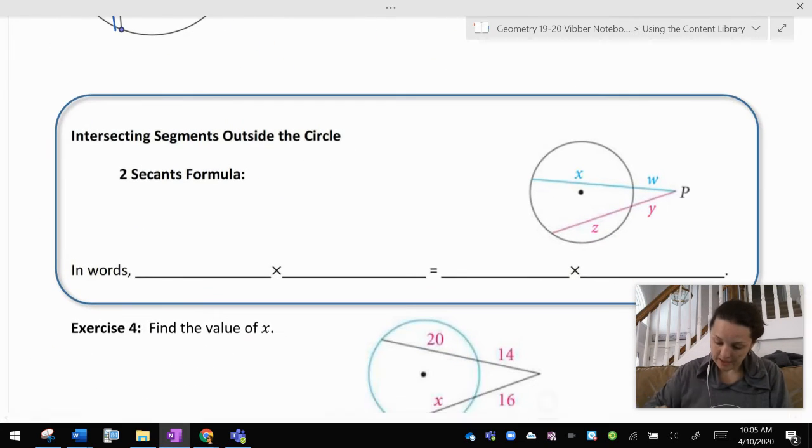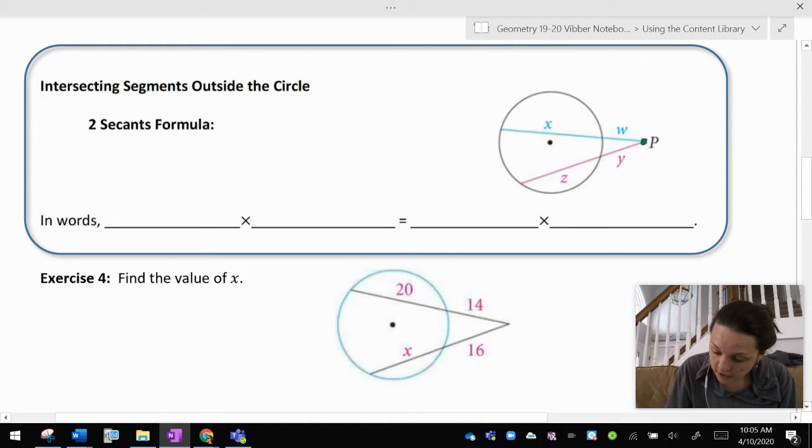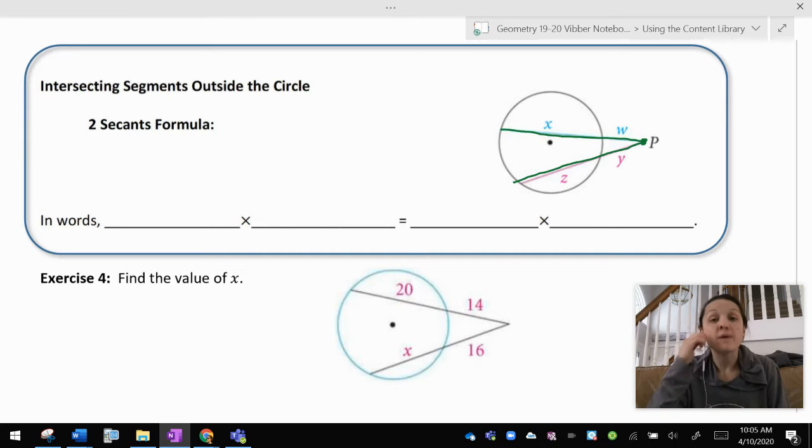Awesome. Next, what if they don't stay inside the circle like chords? What if they jut outside? Well, if they jut outside, they are called secants. And so this length right here, this whole green thing is one secant, and this other green thing is another secant. And we want to find, I don't know if you can hear my phone dinging, let me silence it. If I have two secants, there is a different rule.